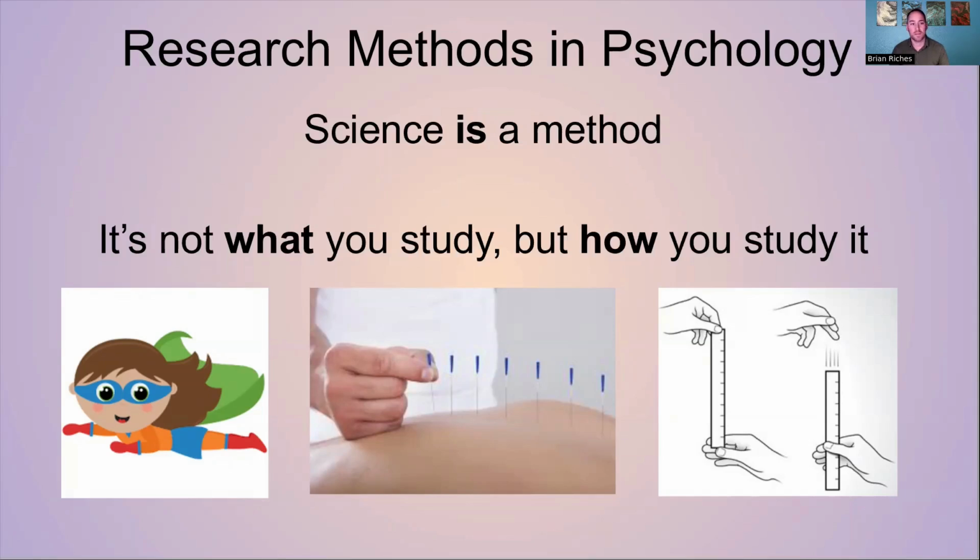So research methods and science is all about methods. Science is a method. It's how you study things. So it doesn't matter what you study. The subject is not the thing that makes it science. It's how you study it that makes it science.